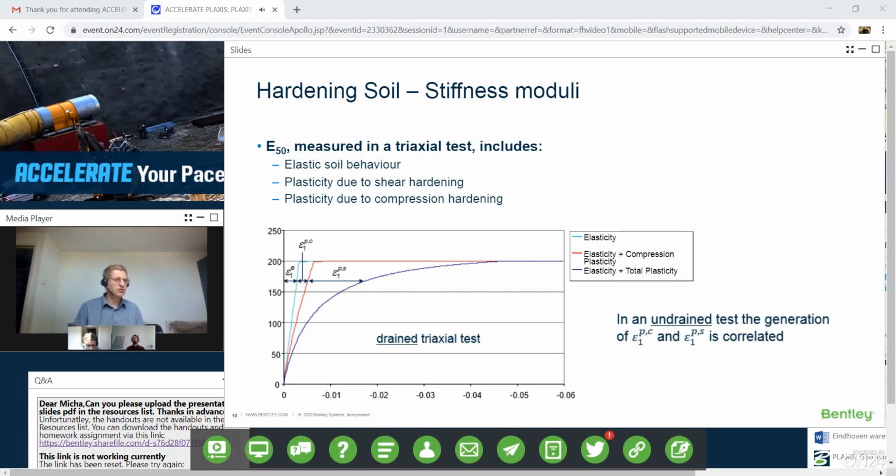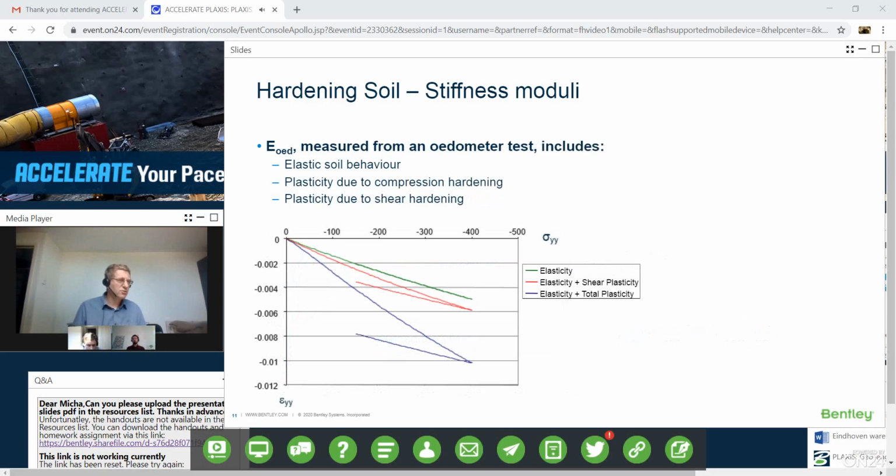Now, I can do something similar with an odometer test. If I do this with an odometer test, I model the odometer test if the soil would behave only elastic. So I over-consolidate it under compression, I over-consolidate it under shear. Then I only over-consolidate it under compression, but it's normally consolidated under shear, and that is the red line here. And then I just have it normally consolidated for both shearing and compression. That is the blue line here. Then again, I see that the green line represents elasticity. The difference between the green and the red line is plasticity due to shearing.